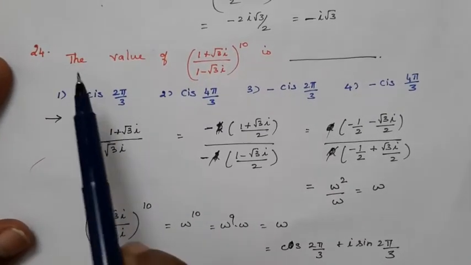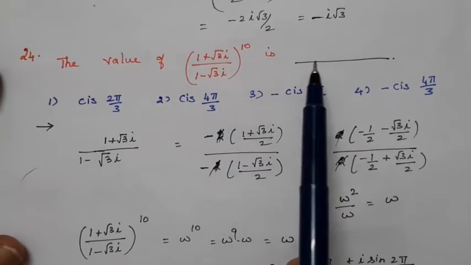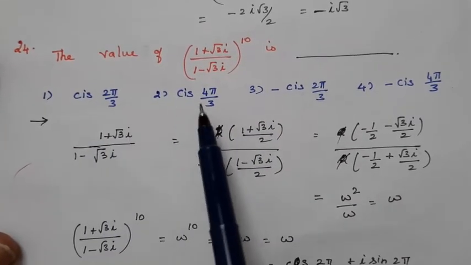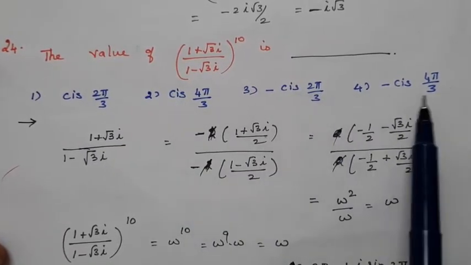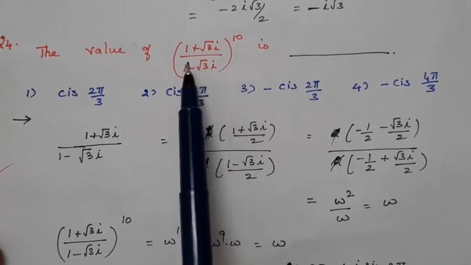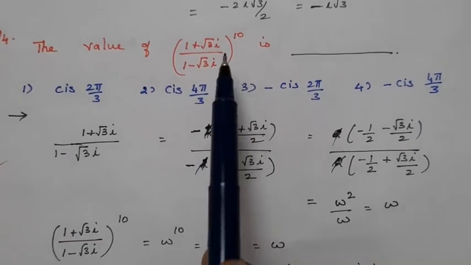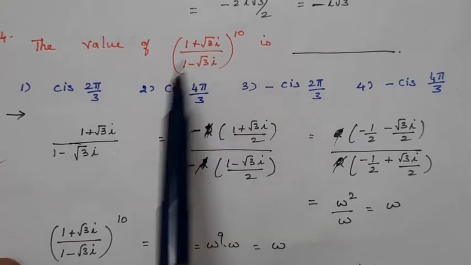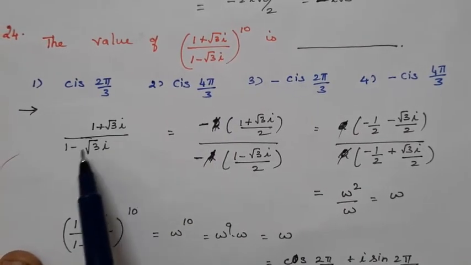Then question number 24. The value of 1 plus root 3i by 1 minus root 3i, the whole power 10, is dash. The given 4 options are cis 2 pi by 3, cis 4 pi by 3, minus cis 2 pi by 3 and minus cis 4 pi by 3. So you have to find its value. Okay. So let us take the given complex number without the power. That is, take the complex number inside the bracket as 1 plus root 3i by 1 minus root 3i.